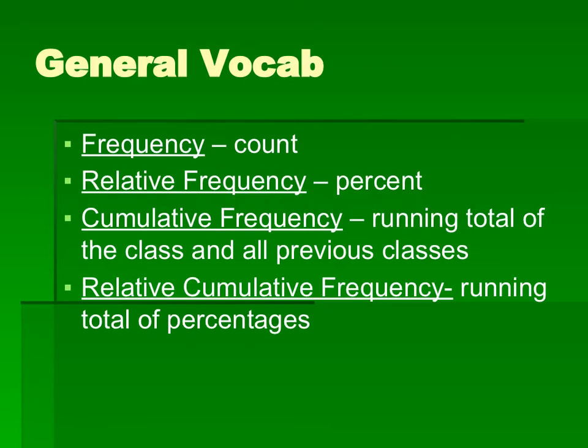General vocab, some of which we've already gone over. Frequency just means count. Relative frequency means percent. Cumulative frequency is a running total of the class and all previous classes, kind of similar to what we saw on a piece of computer-generated stem plot in terms of finding where the median falls. And then a relative cumulative frequency would be like a running total of percentages.